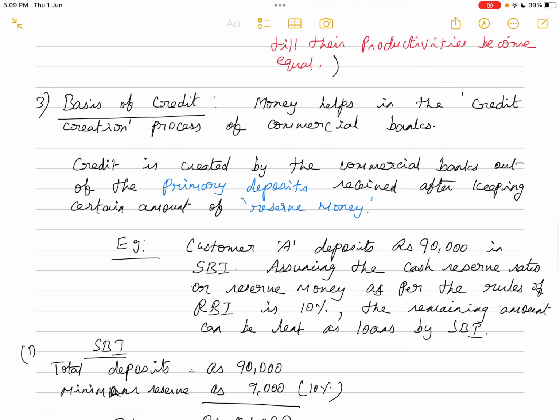Then the third important contingent function performed by money is that money acts as a basis of credit. So money helps in the credit creation process of commercial banks. One of the major functions of commercial banks is to create credit. When you talk about the total volume of circulation of money in an economy, it is mostly the credit creation process. The more advanced a country is, 80% of the total circulation of money in the economy will be the credit creation process by the commercial banks.